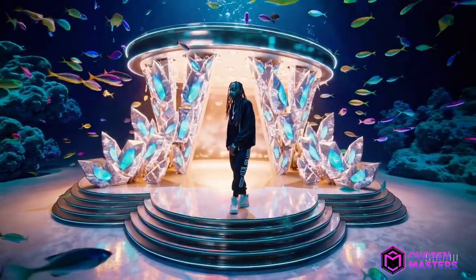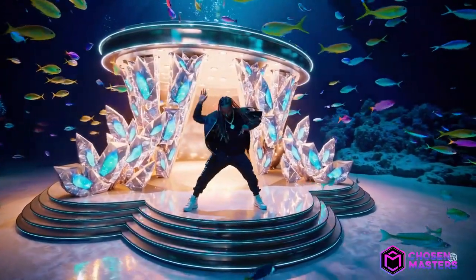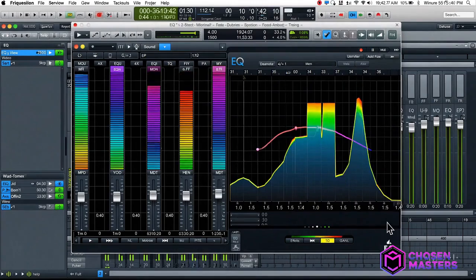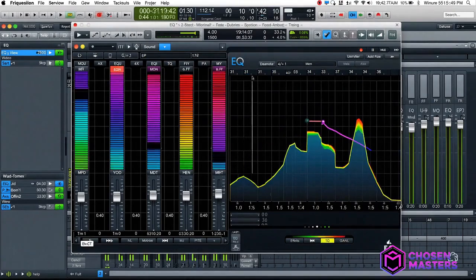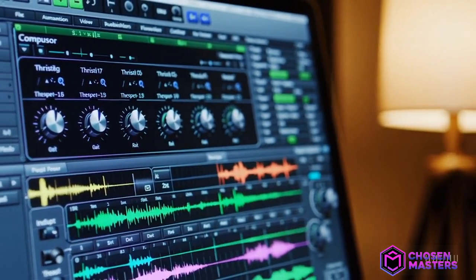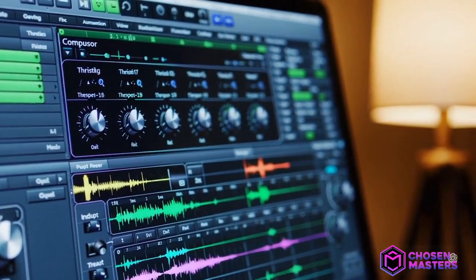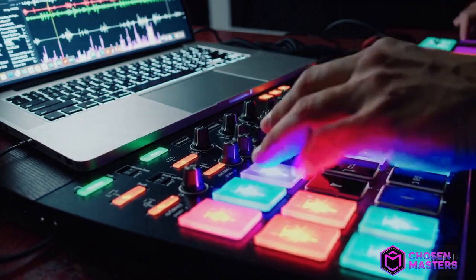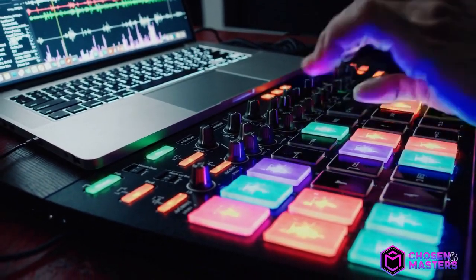You'll want to adjust the threshold, ratio, attack, and release times to taste, ensuring the compression is tight and responsive without sounding overly squashed or unnatural. Our second key point is about creative applications beyond the rhythm section.